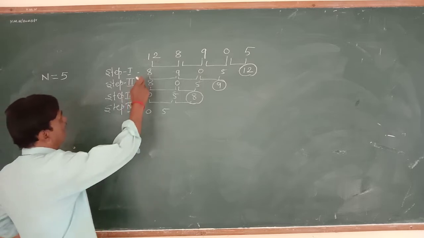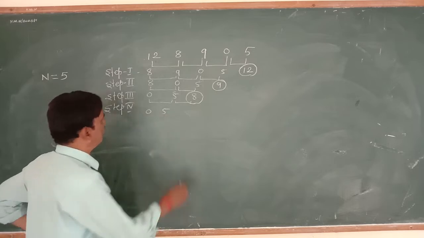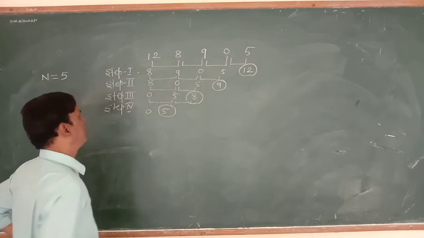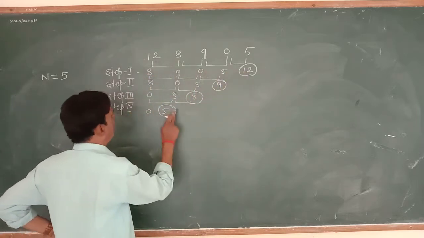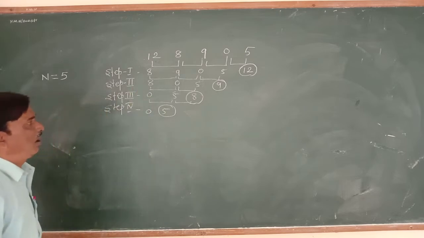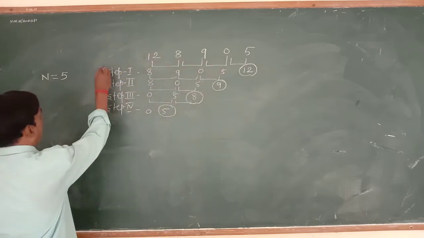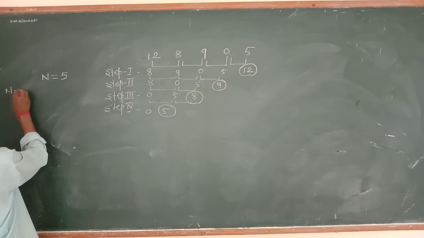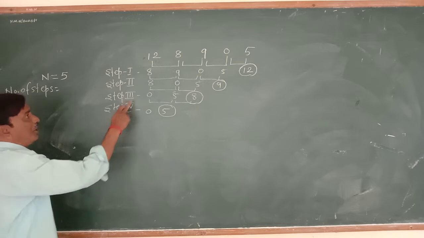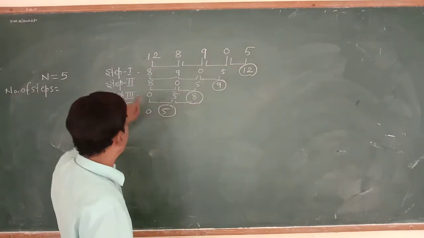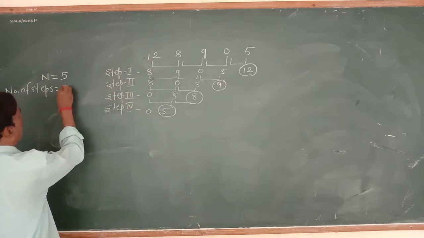Now, step number 1, step number 2, step number 3, step number 4. Now you can see, for number of elements were 5, number of steps are 4. If number are 10, then step number 1, 2, 3, 4, like this. So we can say number of steps is equal to n minus 1.